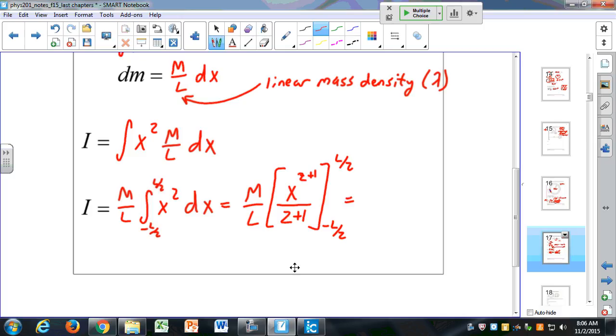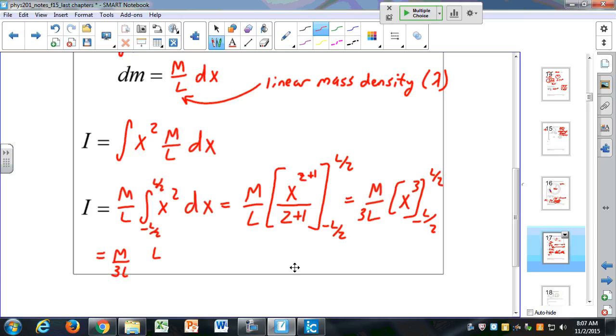So this is going to be m over 3L. I take that 2 plus 1 out of, move it out of there, x to the third, L over 2, negative L over 2. I can evaluate those.